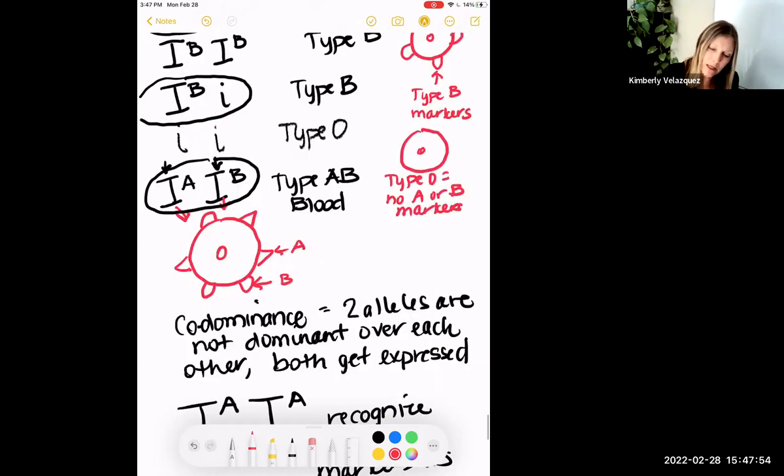So type AB, they can receive type A blood because they recognize that as self. They can receive type B blood. They recognize that as self. Everybody can get type O blood because it doesn't have any markers to make anyone's immune system angry. So if you're type O, you can't get A or B. You recognize both of those as being foreign, and you're going to cause type A to clump and type B. So if you're type O, you can only get type O blood.